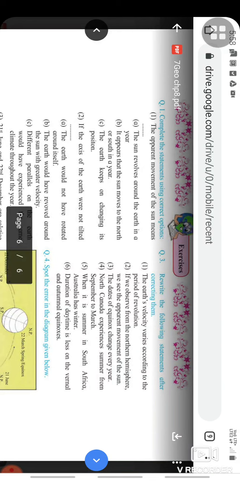Question 3 is to rewrite the following sentences after correcting them. So here are a few sentences for you which might be incorrect and you have to correct them and write. First, the earth's velocity varies according to the period of revolution. Second, if we observe from the northern hemisphere, we see the apparent movement of the sun. Third, the dates of equinox change every year.